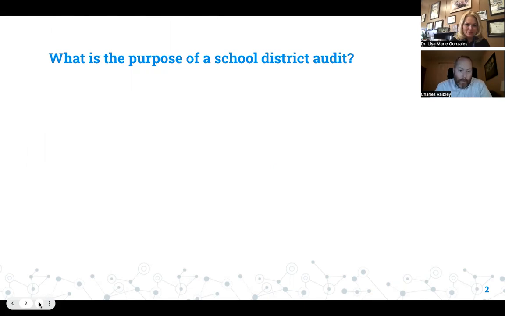Yeah, so the purpose is to give an opinion as to whether the financial statements and the compliance for certain elements are, well, on the financial statement side, we're giving an opinion as to whether the financials are fairly stated. And on the compliance side, we're looking to give an opinion as to whether the district complied with all the major components of federal and state requirements. And we're doing it all because the education code says we have to.